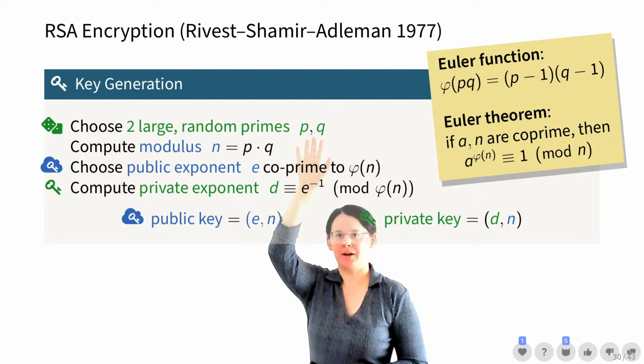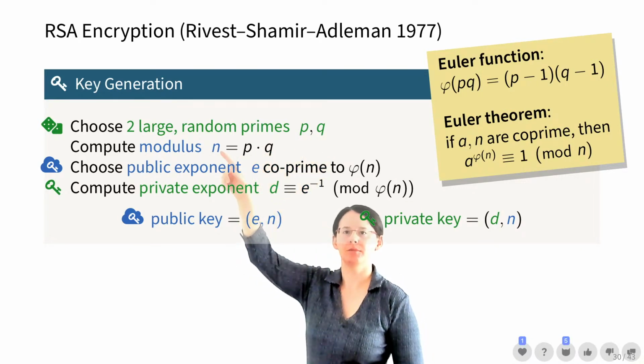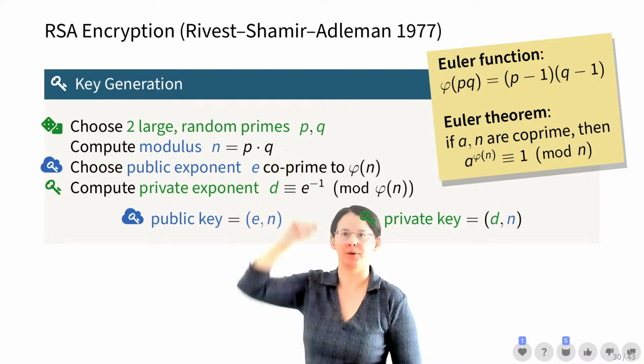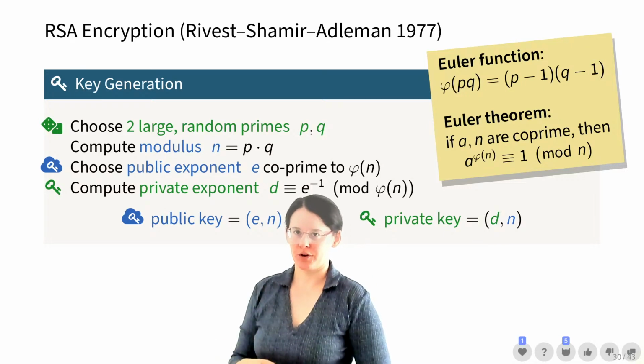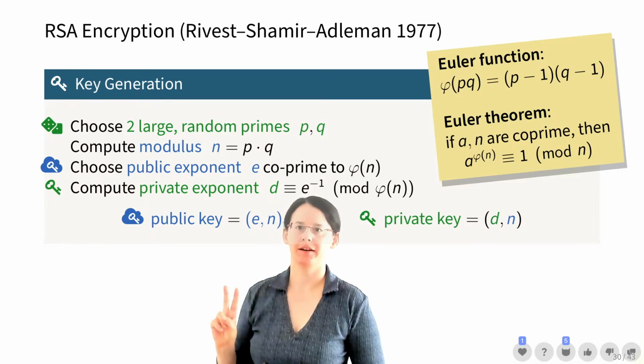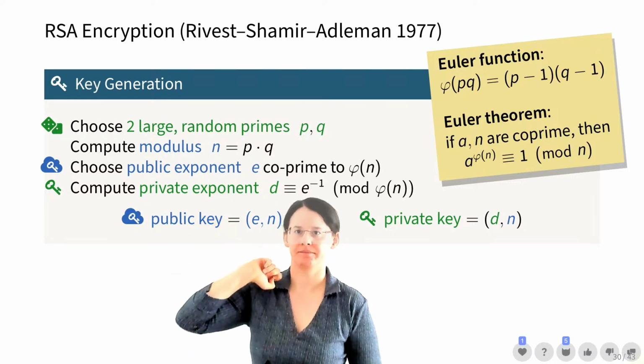And if we have those two prime numbers, we multiply them together to get a modulus n. And this modulus is supposed to be hard to factor afterwards. So that's the preparation step. And now for the actual key, we have a public and a private part. And both of them are going to be exponents.